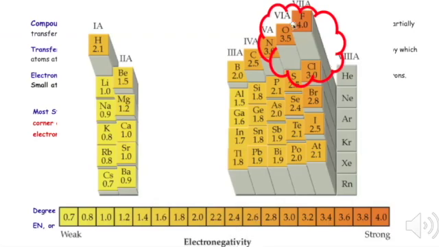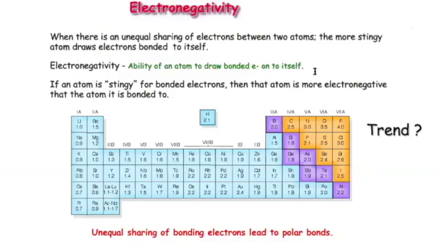So the elements on the far right are the most electronegative. Fluorine is 4, oxygen is 3.5, nitrogen is 3.0, chlorine is 3.0. Those are the stingiest elements for electrons. Whenever an atom bonds to them, and it's not symmetric, the electrons tend to reside on these stingy atoms: nitrogen, oxygen, fluorine, and chlorine. NOF. I like to say NOF and chlorine.